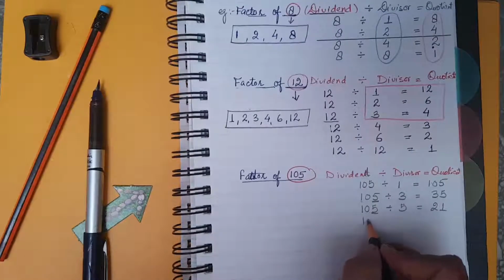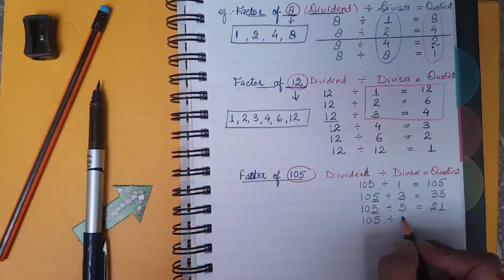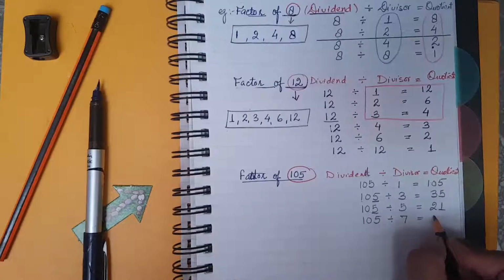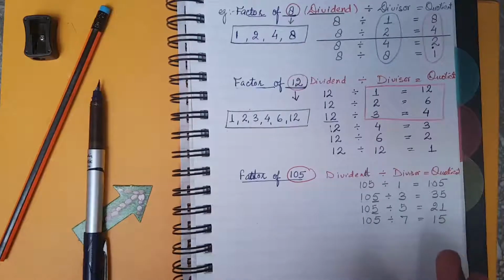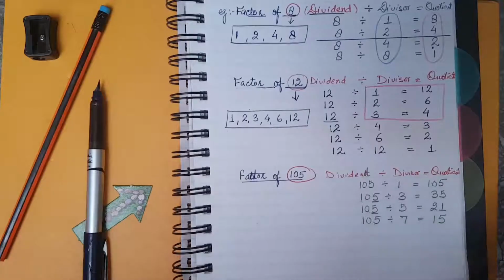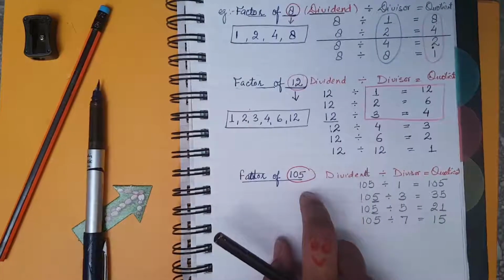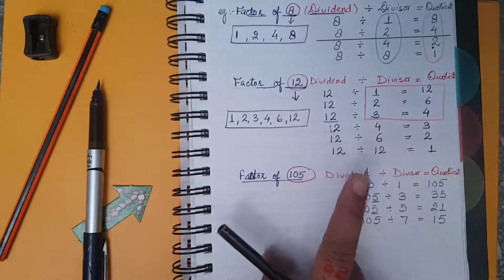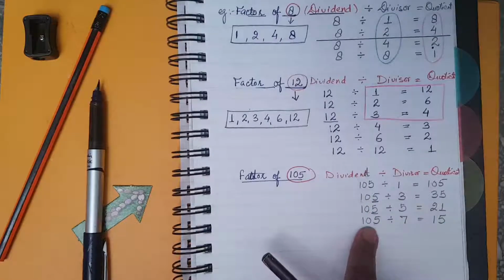And again, check with 6. No. Then 7. Yes. At what time? 15. After that 8. No. 9. No. 10. No, not possible. The divisibility of 10 you can check on the ones place, the number should be 0. 11. No. 12. No. 13. No. 14. No. 15. Yes. 15 times 7 is 105.